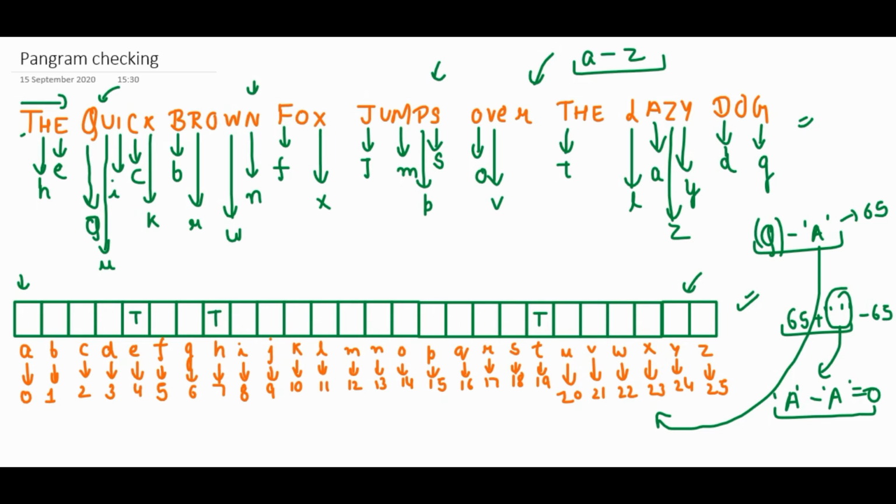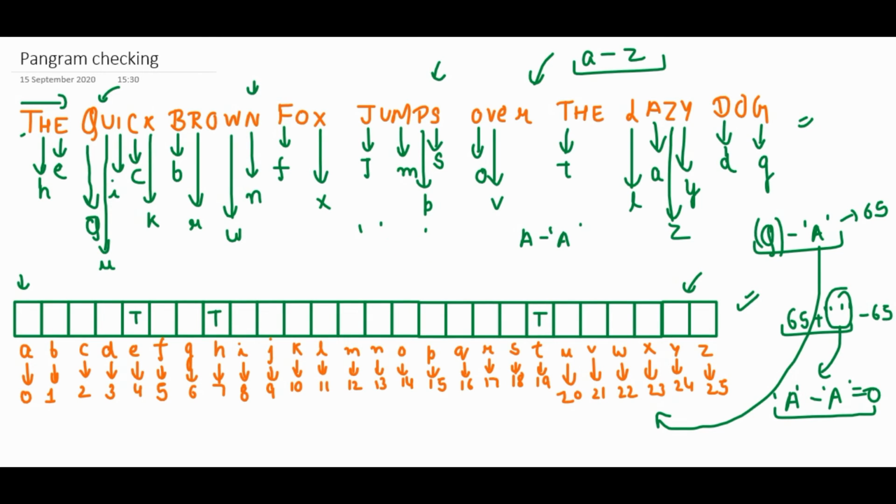Even if it is a small letter, then we will subtract small a from it. So these two will be different conditions. If we have a capital letter, then we have to subtract capital A from it. If we have small letters, then we have to subtract small a from it, and we will reach the element where we want to reach in this array. Okay, so now let's continue our approach.